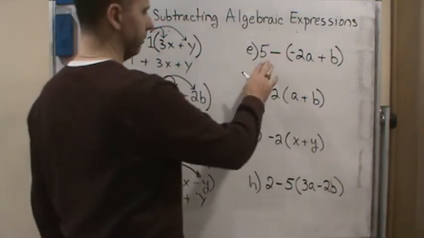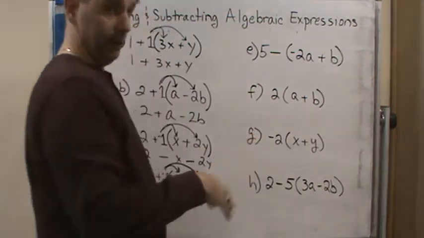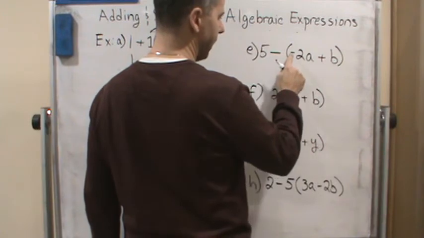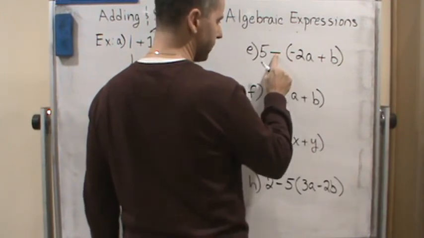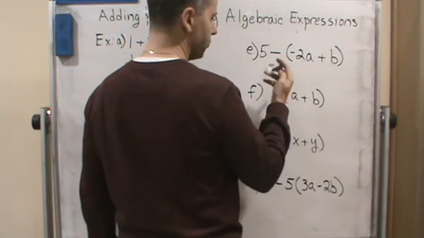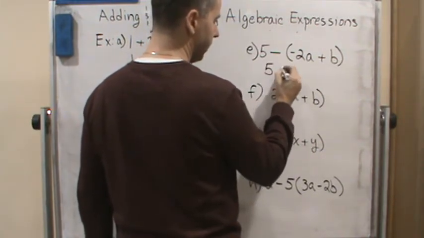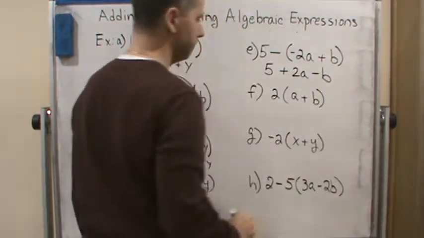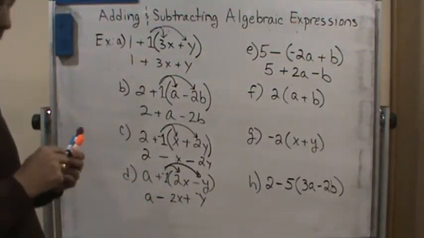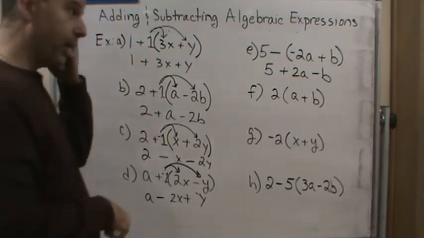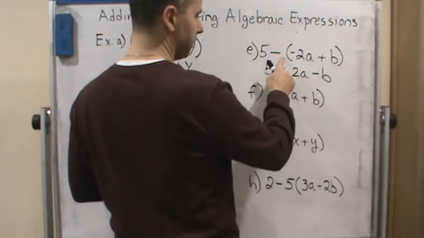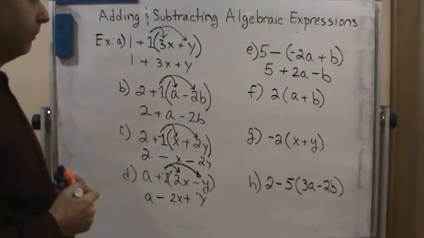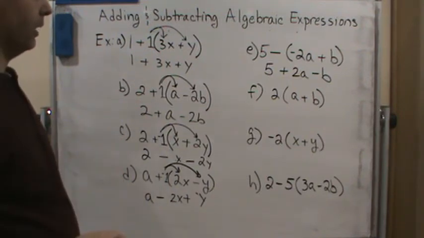So now let's do this one. Okay, now I'm not going to use the -1, but I'm just going to, again, distribute the subtraction. And remember that when I distribute the subtraction, I change the sign. So this means this will become 5 plus 2a minus b. Okay, but realize what's going on in the background. I'm really just multiplying by -1 using the distributive property.